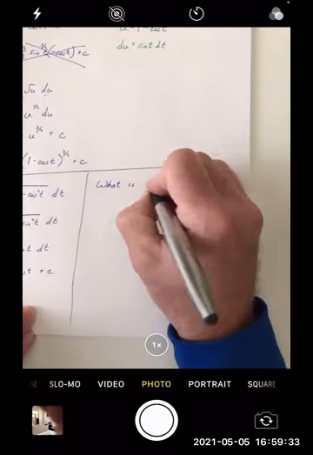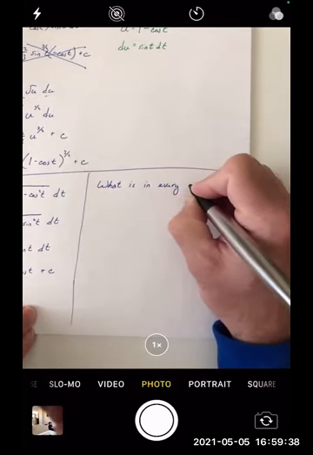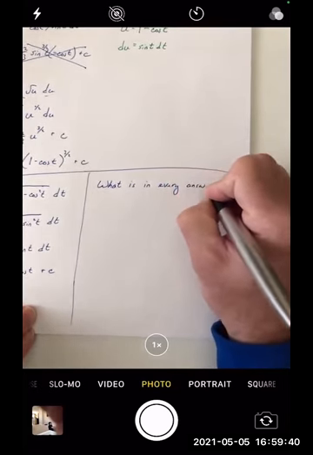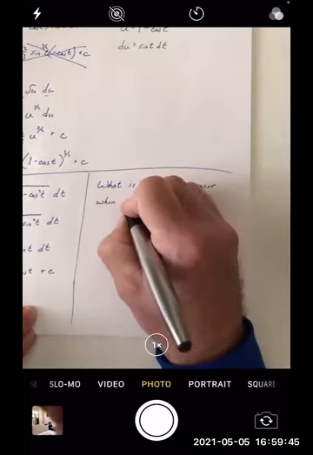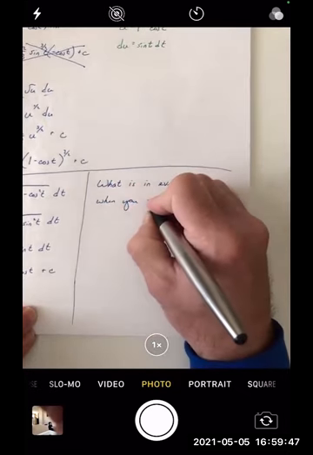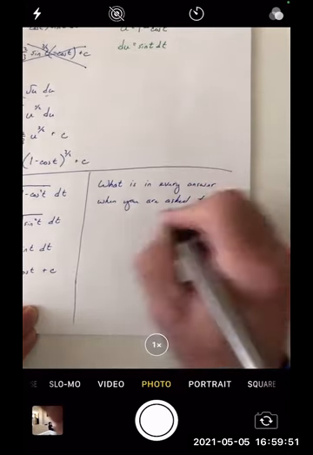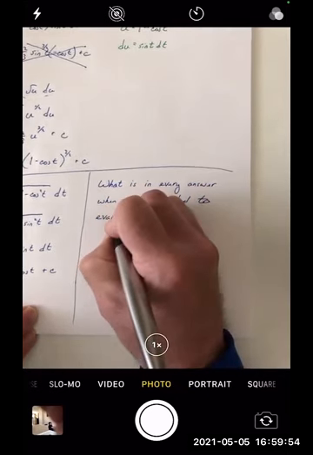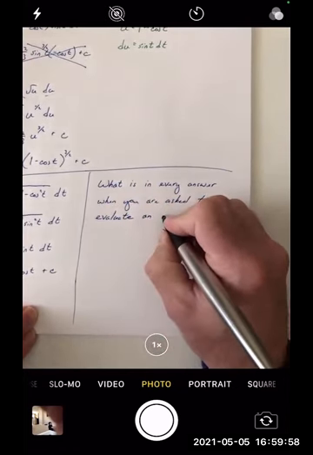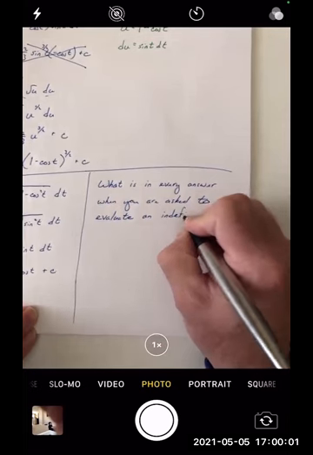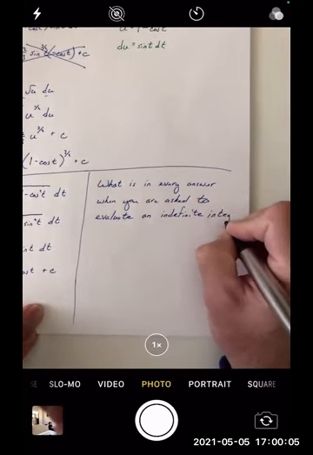What is in every answer when you are asked to evaluate an indefinite integral? Plus C. Yes.